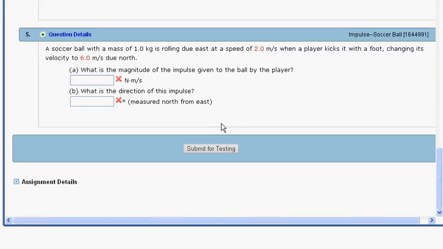Alright, last problem for this set. We've got a soccer ball rolling due east at a certain speed, and it gets kicked, changing velocity to 6 meters per second due north. We want to find the magnitude and direction of the impulse on it.